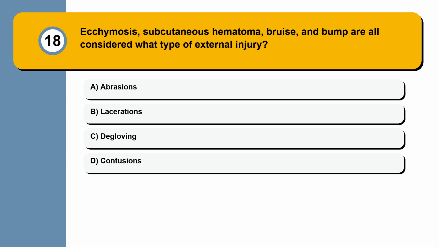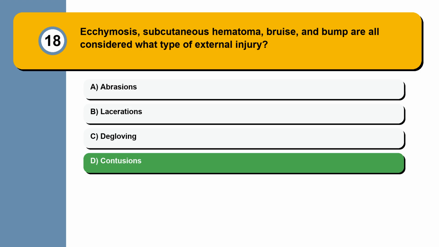Question 18. Ecchymosis, subcutaneous hematoma, bruise, and bump are all considered what type of external injury? Abrasions, lacerations, degloving, contusions. Contusions.